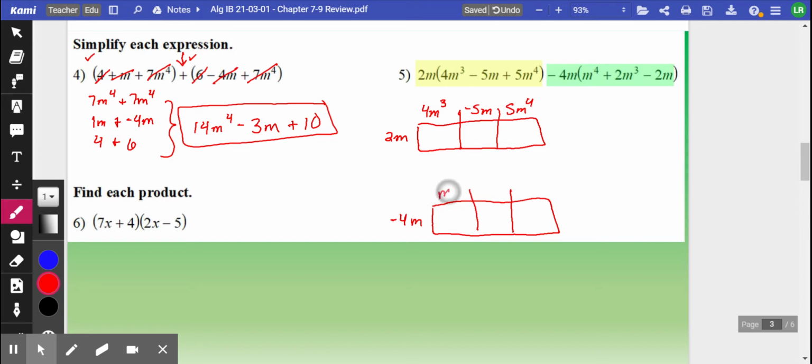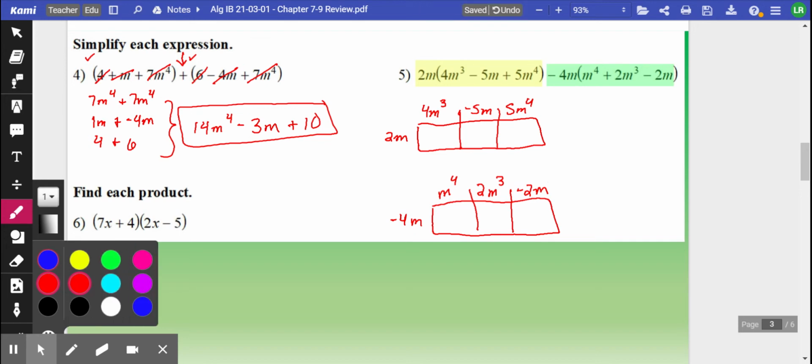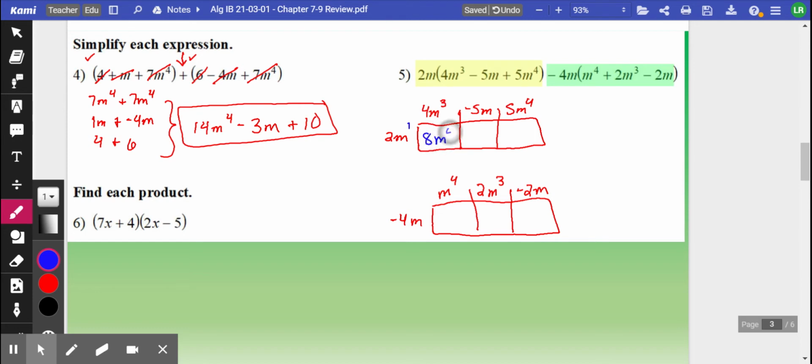And then I'd have my m to the 4th, 2m to the 3rd, and negative 2m. Now, one thing we have to remember is that we are going to be multiplying, and when we multiply m's together, we have to add exponents. So for this top one, that is 2m to the 1st times 4m to the 3rd, that'd be 8m to the 4th.